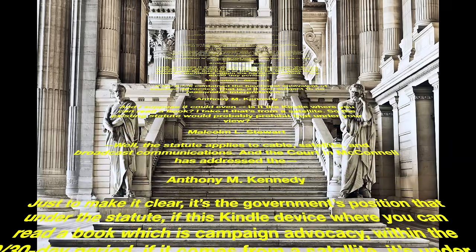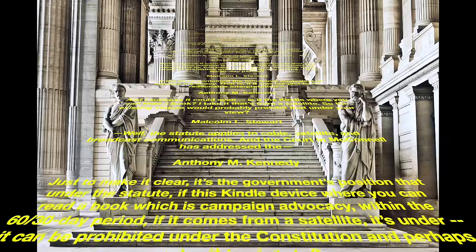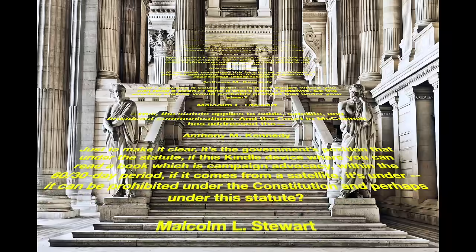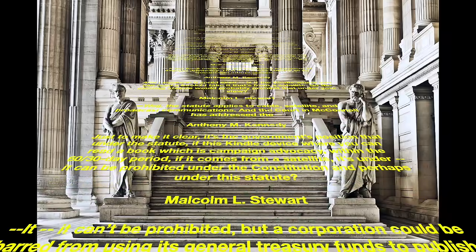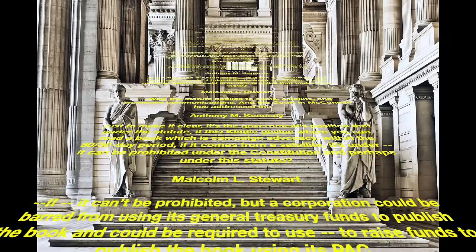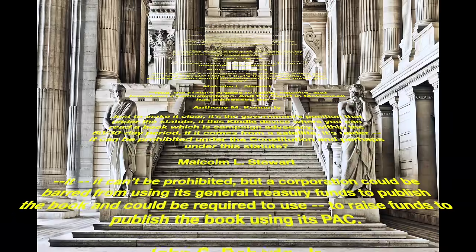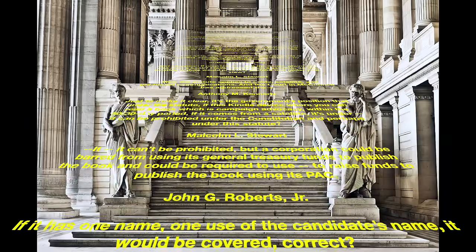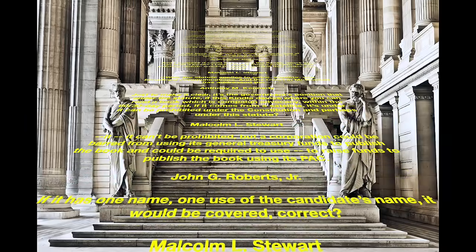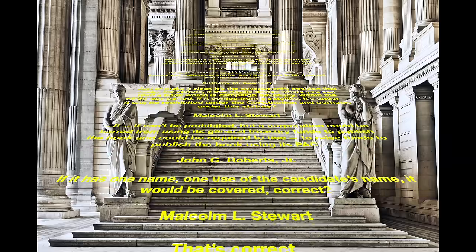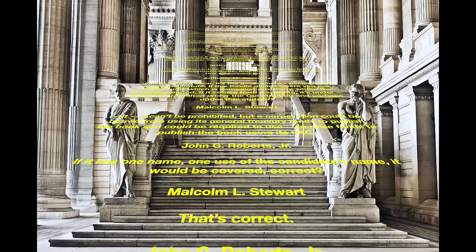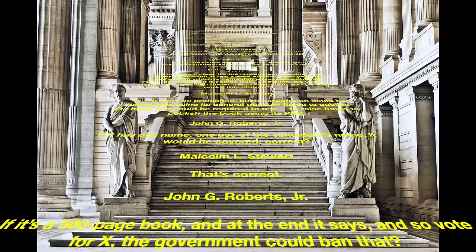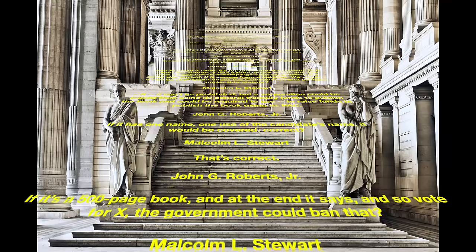Well, the statute applies to cable, satellite, and broadcast communications. And the Court in McConnell has addressed this question. Just to make it clear, it's the government's position that under this statute, if this Kindle device where you can read a book, which is campaign advocacy, within the 30-day period, if it comes from a satellite, it can be prohibited under the Constitution and perhaps under this statute. It can't be prohibited, but a corporation could be barred from using its general treasury funds to publish the book and could be required to raise funds to publish the book using its PAC.